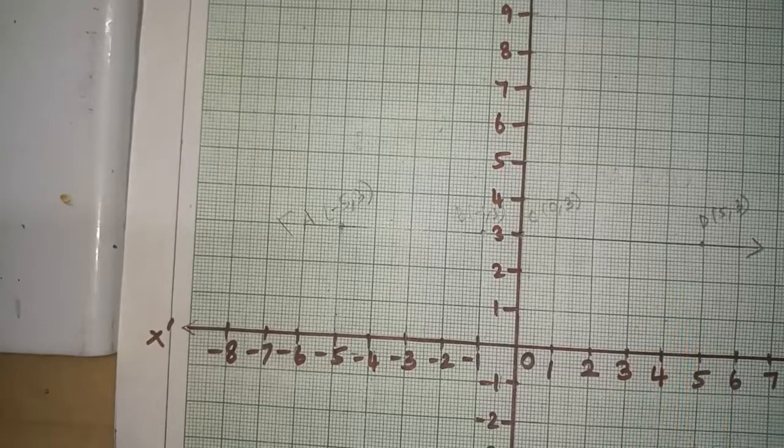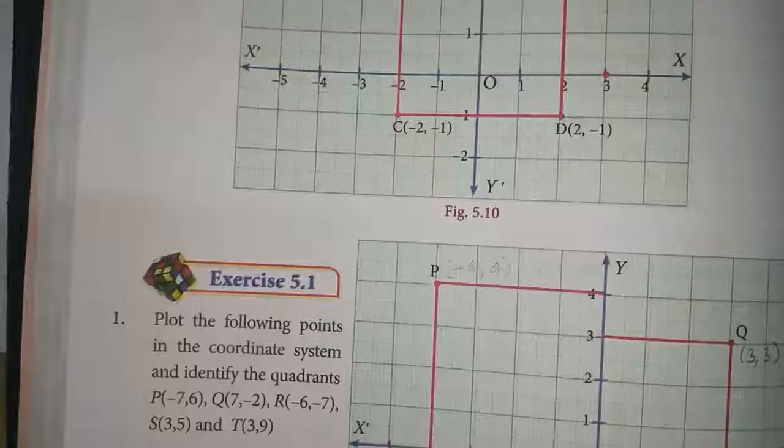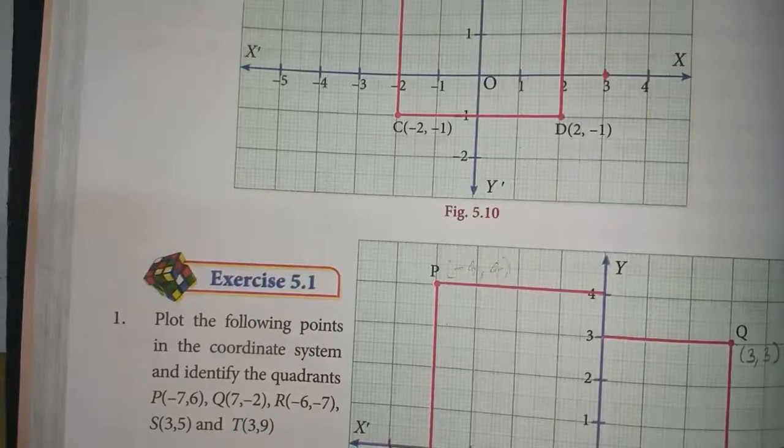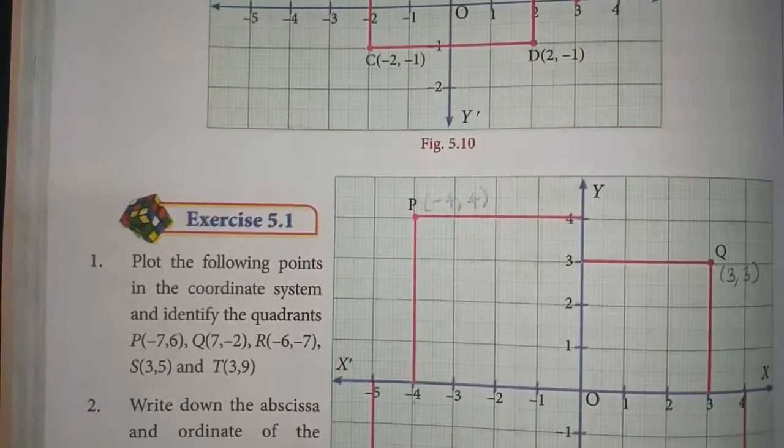So thank you students. Up to this, exercise 5.1 is over. I hope you all understand the concept of coordinate, abscissa, then how to plot the points in the graph, that is the Cartesian plane.